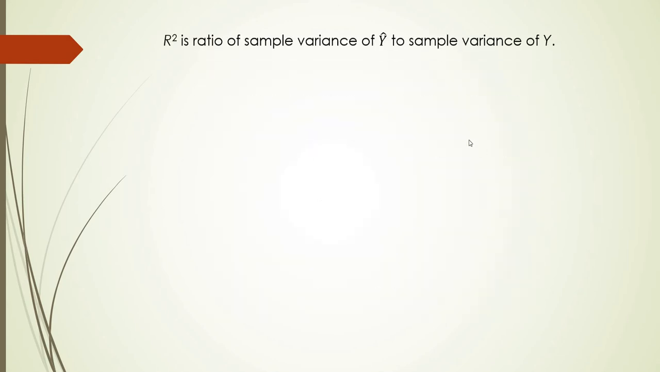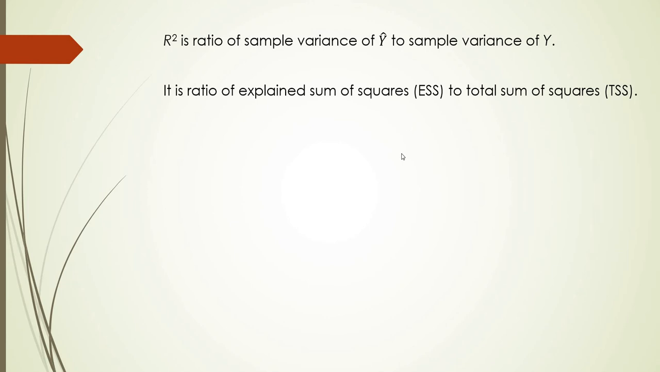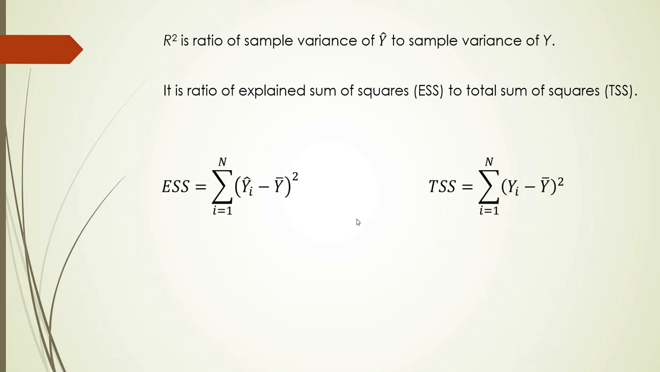R squared is the ratio of the sample variance of y hat to the sample variance of y. So it is the ratio of the variation of your theoretical data in comparison with the original data. It is the ratio of explained sum of squares to total sum of squares. All variation we can define in the following way. We have the total sum of squares: the differences between our original data and the average value. This is total variation, squared so that all terms are positive.